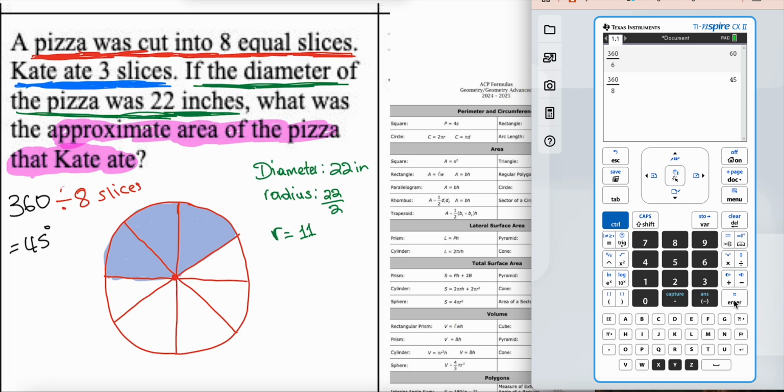So that means each slice of the pizza will have 45 degrees. So right here, I'm going to put all my 45 degrees on my pizza. 45 degrees.